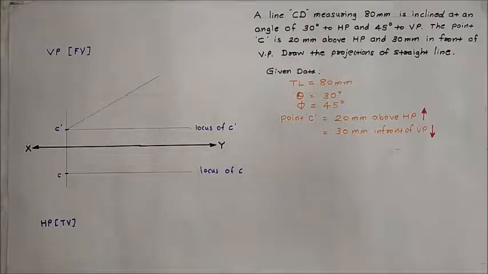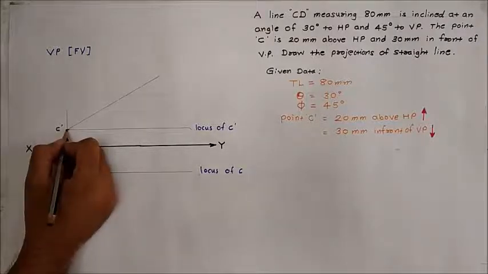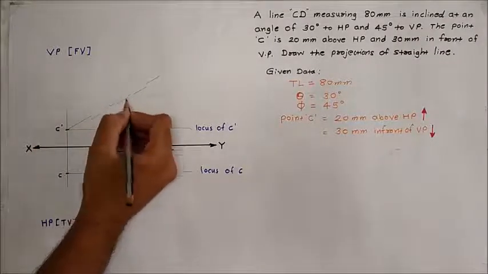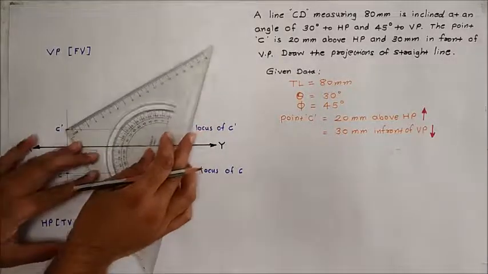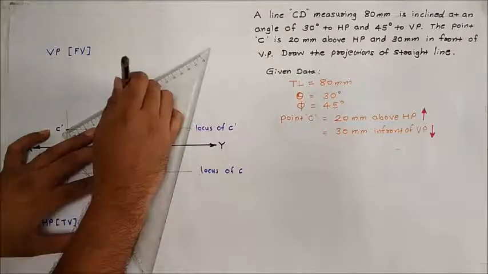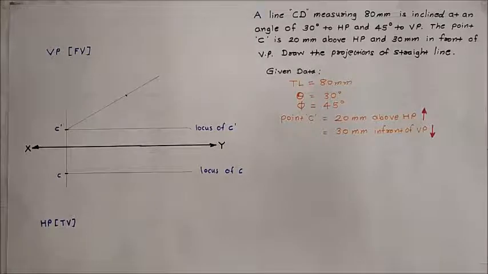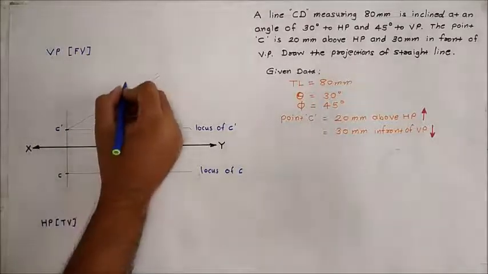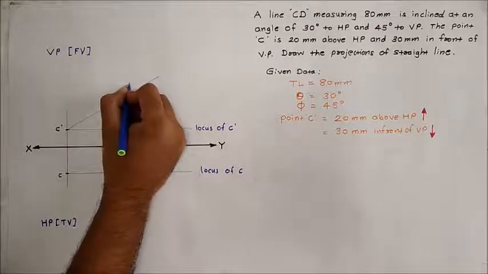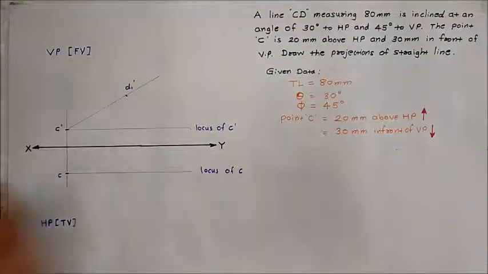This line we have to mark the true length. For marking the true length, from point C dash mark a point at 80 mm on the 30-degree inclined line. To this point, give the nomenclature as D1 dash. Why are we giving the nomenclature as D1 dash?